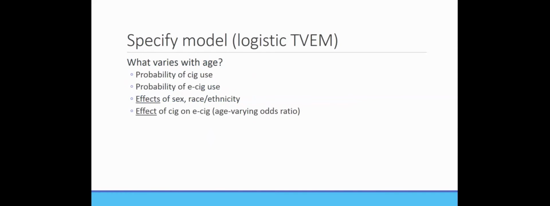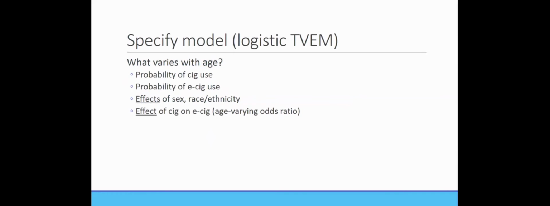Okay, so again, we've got our data set, we've got our research questions. Now we have to specify our model. Here we're going to be looking at rates of a behavior, so we're going to use logistic TVEM, right? Just think about your logistic regression analysis and add the time varying element to your coefficients, and you've got logistic TVEM.